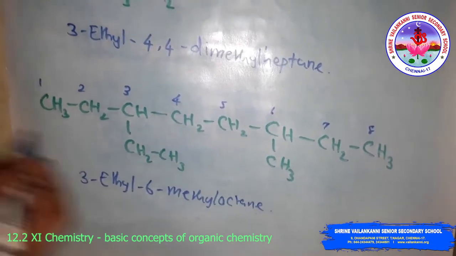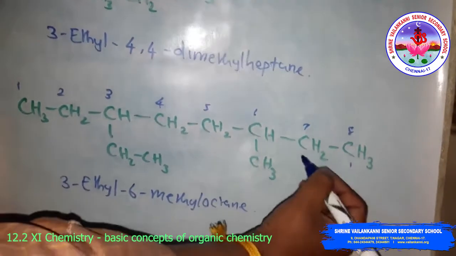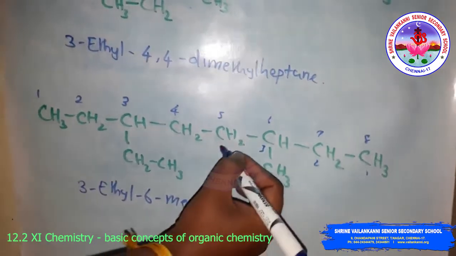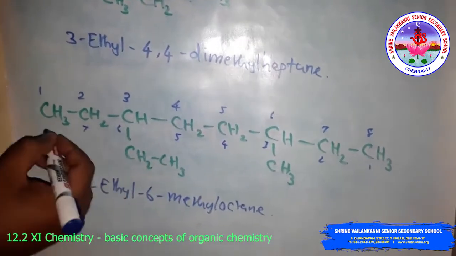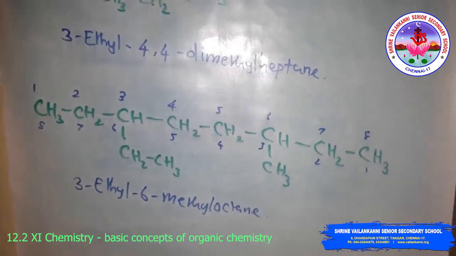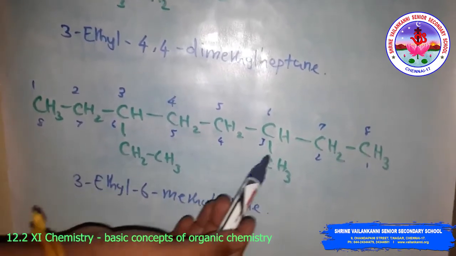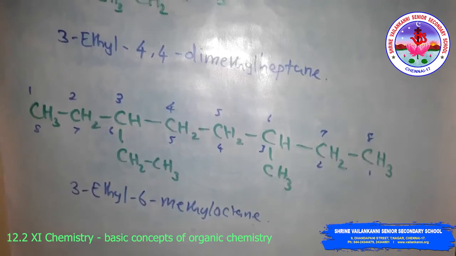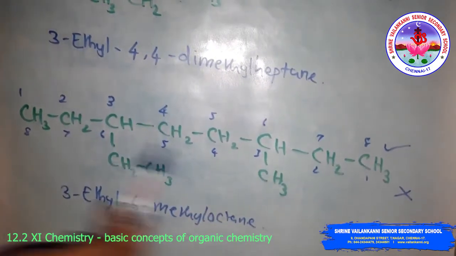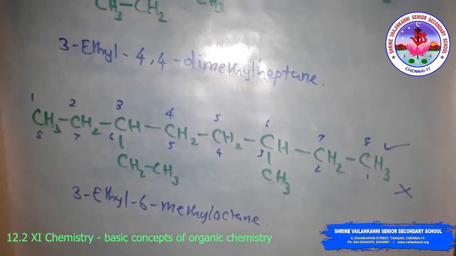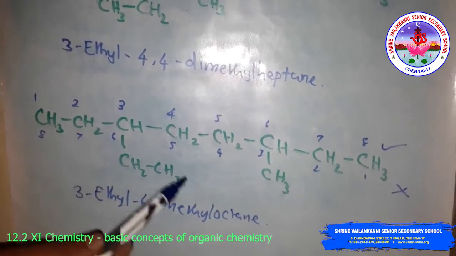Suppose the numbering is given like this, 1, 2, 3, 4, 5, 6, 7, 8. So 6 ethyl, 3 methyl octane. This will be a wrong name. The first choice, that is the numbering, this way is correct and this way is wrong. Because you have to choose the correct side here.